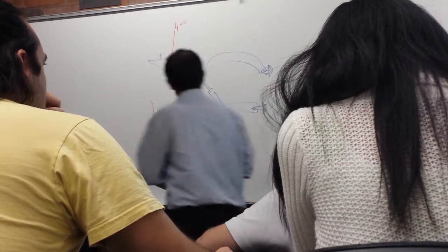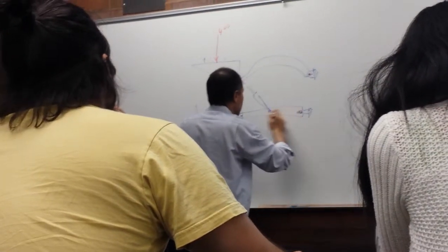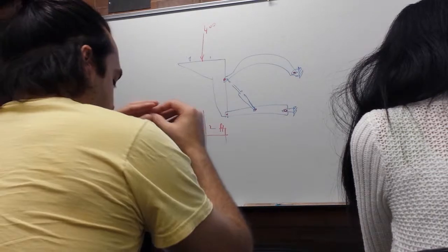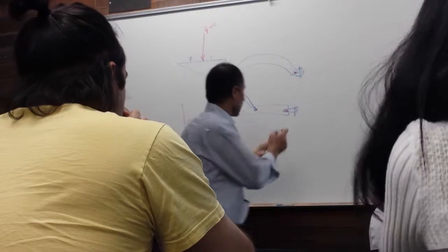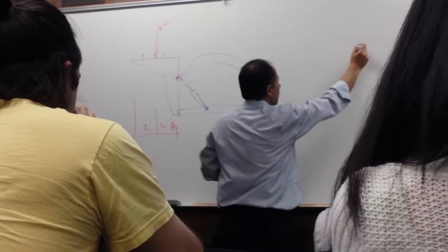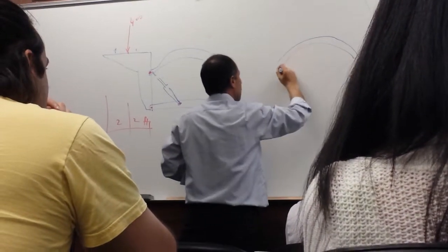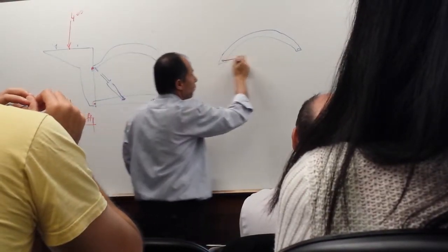So here is a pin, here is a pin, here is a pin, here is a pin, here is a pin. Correct? This element here, if you separate it like this, pin, what is the reaction here? Pin to pin. Correct?